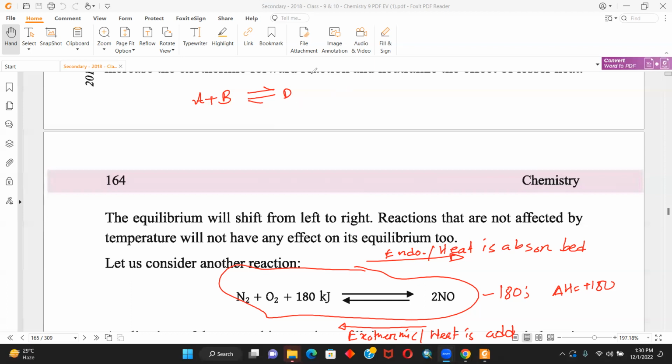So write down minus 30 kilojoule. This is a problem. Then E plus F to G, then plus 20 kilojoule. These two problems. What will you do? You will denote which direction is exothermic, which direction is endothermic, and you will also explain what will be the effect of adding heat or absorbing heat from the system in the equilibrium state. Okay, this is a must.